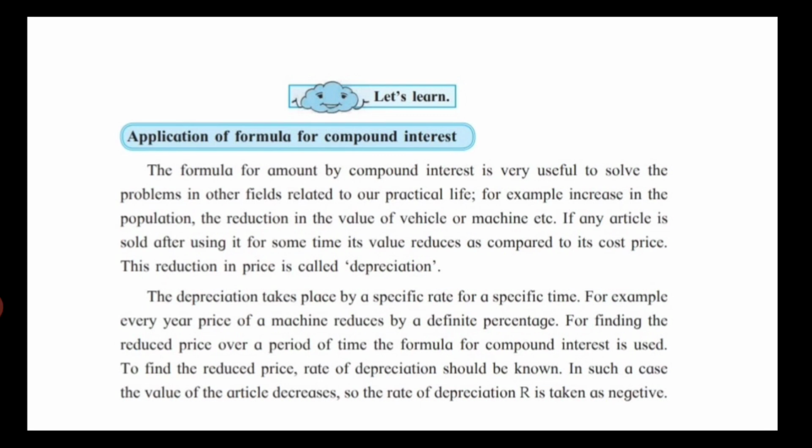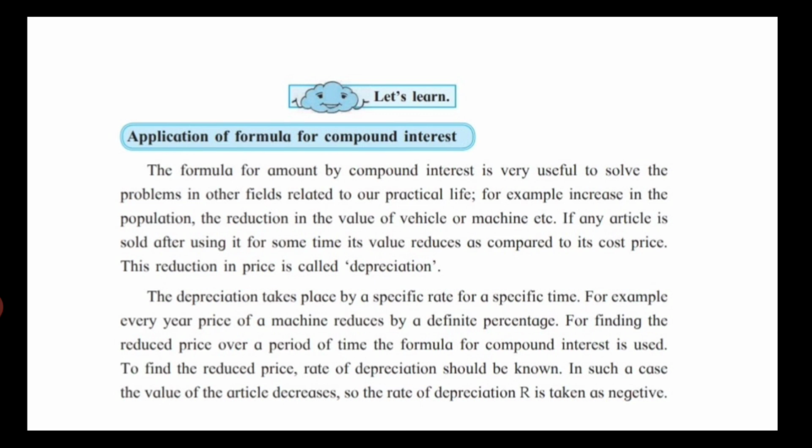If any article is sold after using it for some time, its value reduces as compared to its cost price. So whatever price the machine was bought at, after a few years of use, its value decreases. This decrease in value, or reduction in price, is called depreciation. The depreciation takes place at a specific rate for a specific time. For example, every year the price of a machine reduces by a definite percentage. For finding the reduced price over a period of time, the formula for compound interest is used. That is, the formula of amount is used.